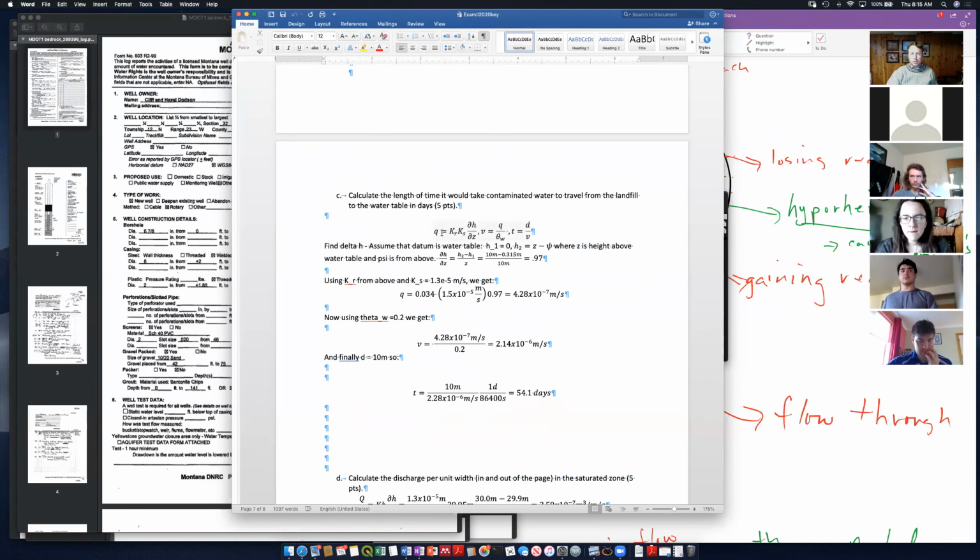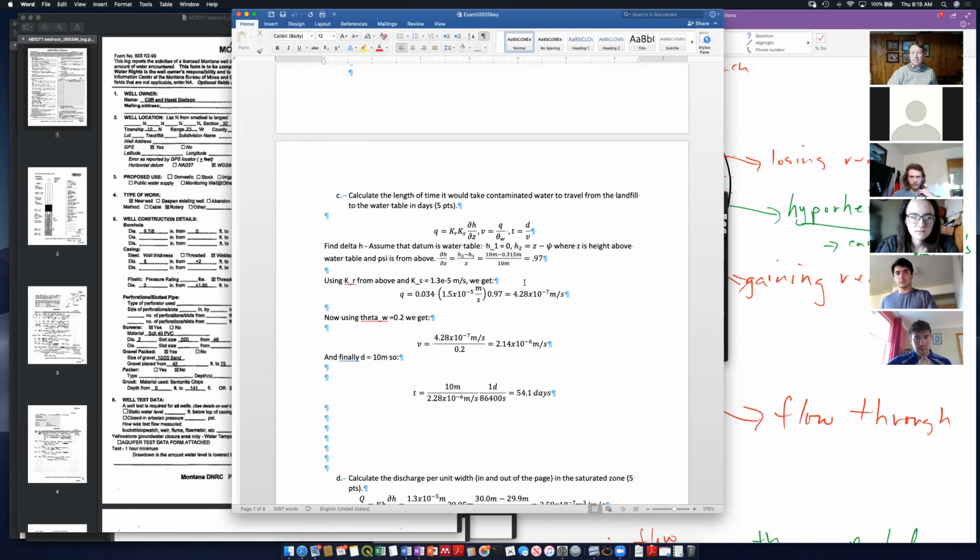So you needed to do two things. The Darcy flux in the unsaturated zone would be the relative conductivity times the saturated hydraulic conductivity times the head gradient in the z direction. So this was the first move. And the trick was getting the head gradient in the z direction.